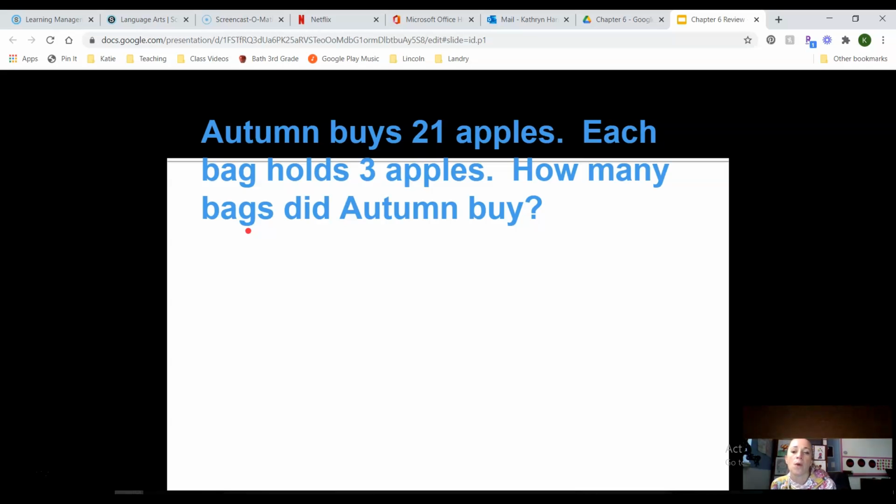If you don't know what 21 divided by 3 is, please draw 3 groups and separate out 21 apples. Press pause, and when you're ready, press play. 21 divided by 3 is 7. 7 times 3 is 21.